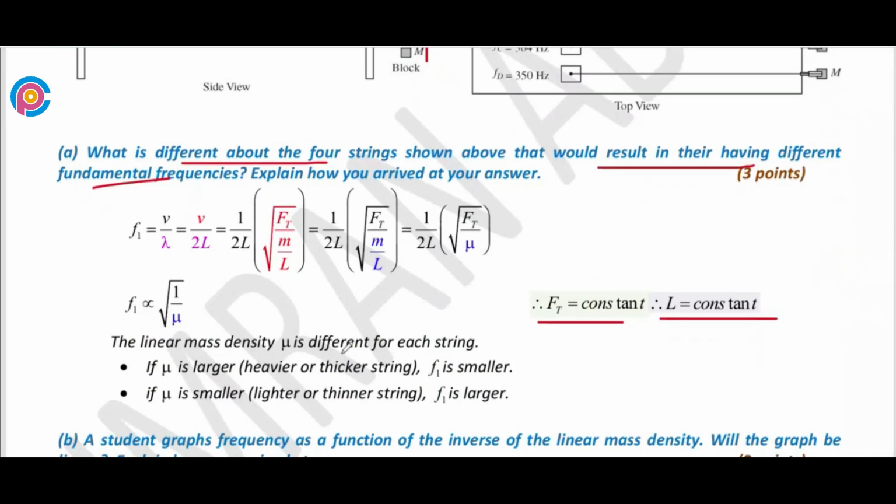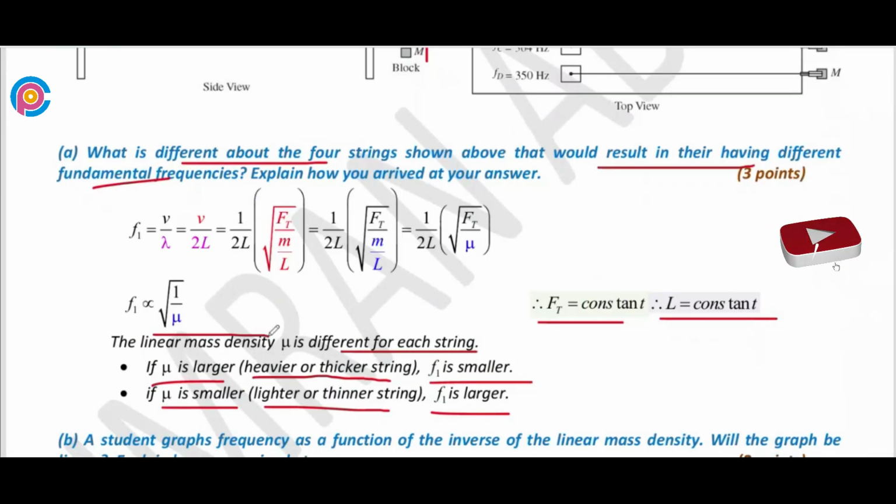Different linear mass density means that if it is a heavier or thicker string, then mu is large. If mu is large, the fundamental frequency is smaller, and vice versa. If the string is lighter or thinner, mu is smaller and the fundamental frequency will be larger. That's the reason each setup has a different fundamental frequency. The difference in linear mass density causes the different fundamental frequencies.